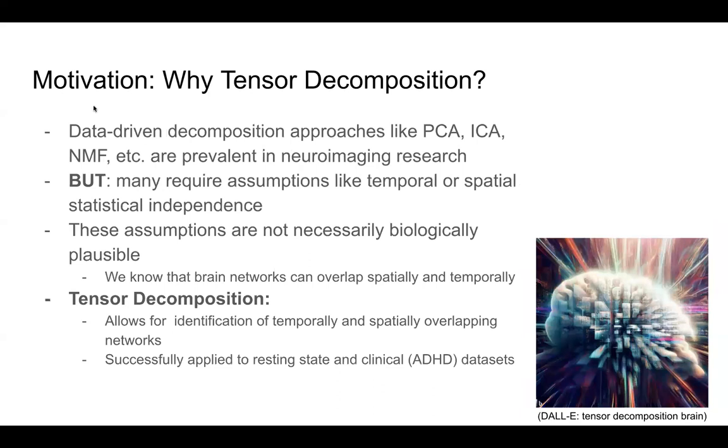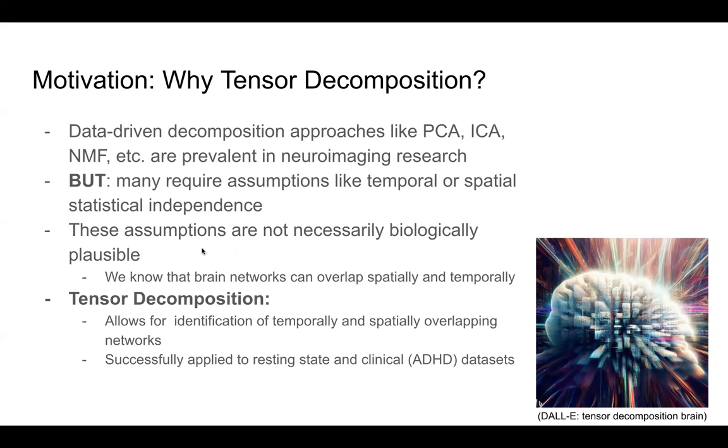Now I want to give a little motivation for our methods and why we're interested in tensor decomposition, which is another buzzword in the title. A lot of these data-driven decomposition approaches, like PCA, ICA, and CCA, are pretty prevalent in neuroimaging research, and they're used for parcellations or to find different networks. But many of them require certain assumptions. Group ICA, for example, assumes that all of the components you end up with need to be spatially statistically independent. And that's a problem because these assumptions are not always biologically plausible.